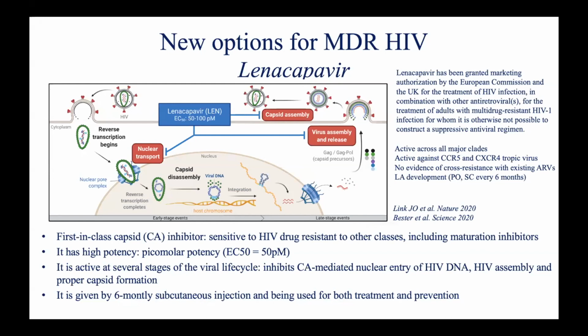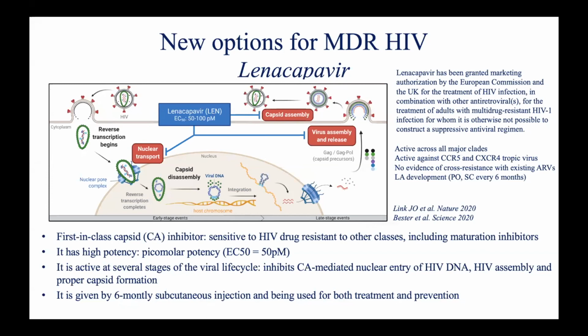But of course, this is very interesting, very potent in vitro with picomolar potency, and is the first-in-class capsid inhibitor. Since it has a different mechanism, it is active against HIV drug-resistant virus of all the classes, and is active against CCR5 and CXCR4 tropic virus.